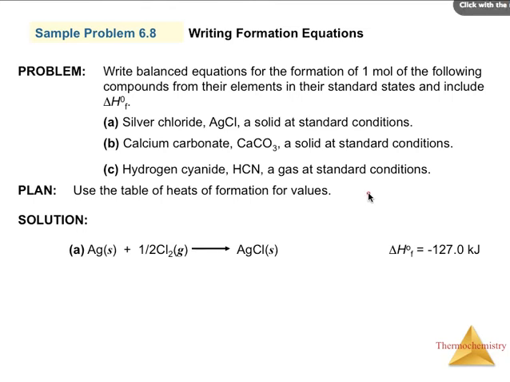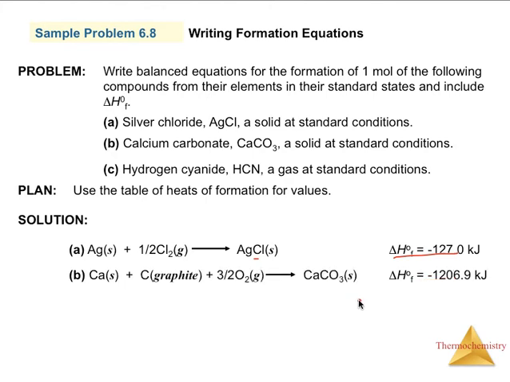Things to note. Silver is a solid, chlorine is a gas, making 1 mole of the substance. You want to make 1 mole, so you're going to have weird coefficients sometimes in here so that I make 1 mole of the substance. This delta H of formation came from my table for silver chloride.